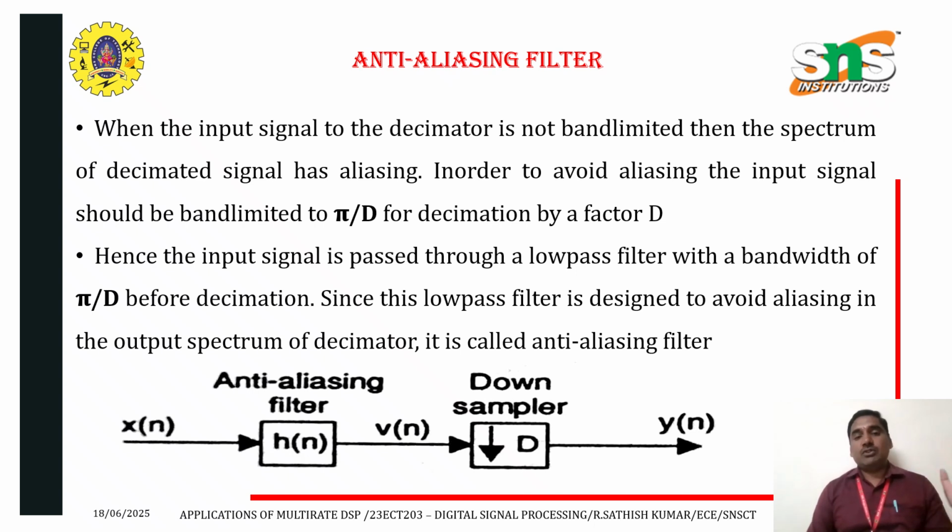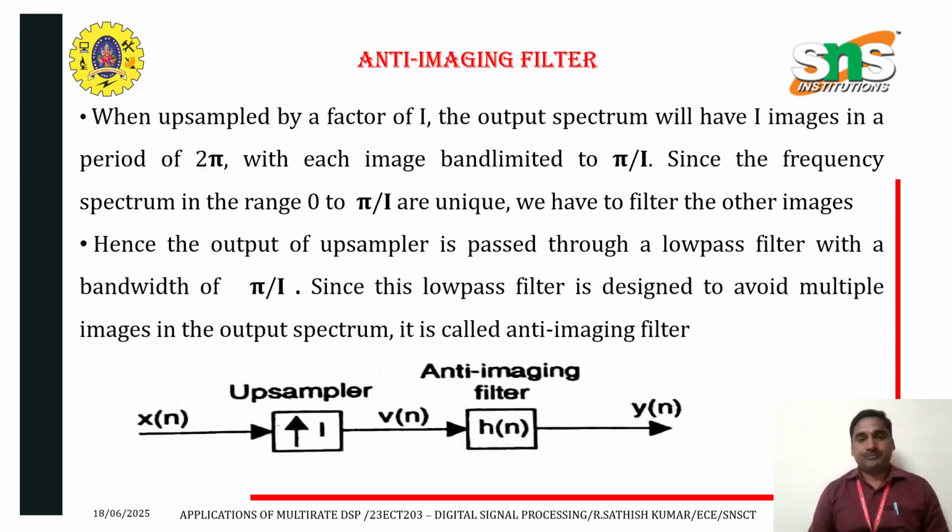When the input signal to be decimated is not band limited, the spectrum of the decimated signal has aliasing. In order to avoid aliasing, the input signal must be band limited to pi by D for decimation by a factor D. The input signal is passed through a low pass filter with a bandwidth of pi by D. The low pass filter is designed to avoid aliasing in the output spectrum of the decimator. It is called the anti-aliasing filter. When x of n is applied to the anti-aliasing filter h of n, it produces v of n, which is applied to the downsampler, which produces the output y of n.